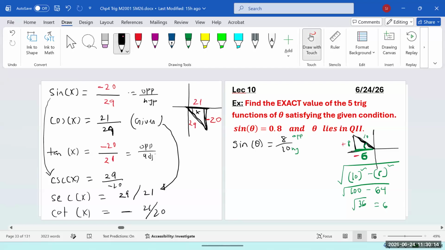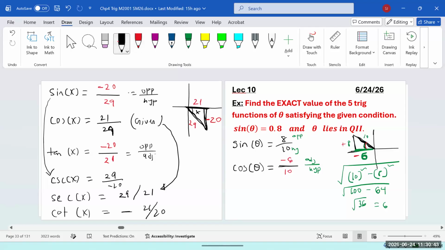Okay, now let's find the rest, 5. Sine is given, so let's start with cosine. Cosine is what over what in terms of triangle? Adjacent over hypotenuse. So here this will be what over what? From our angle, -6/10.